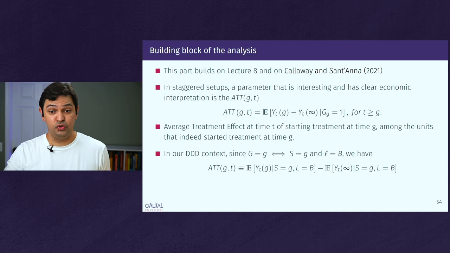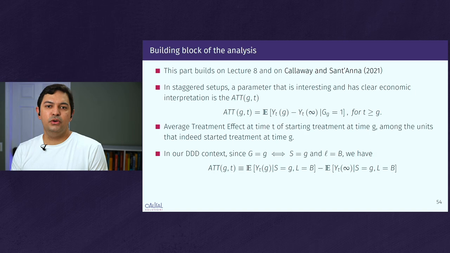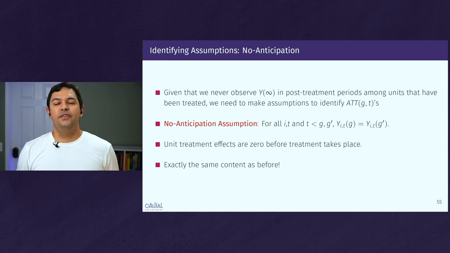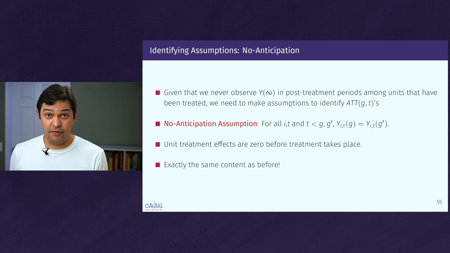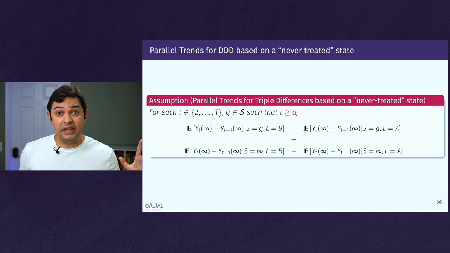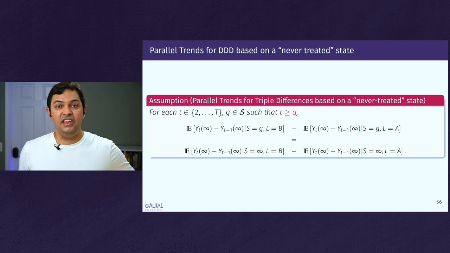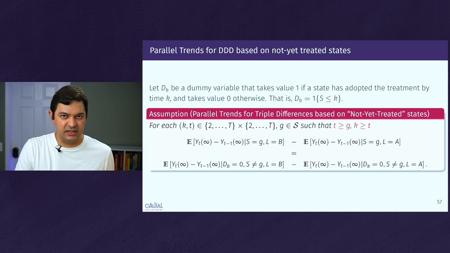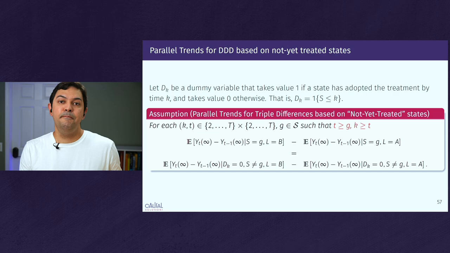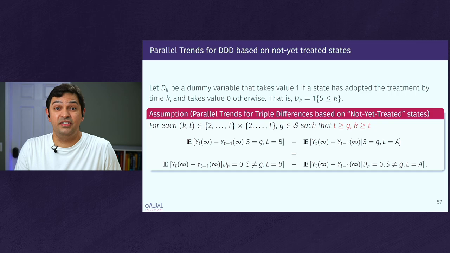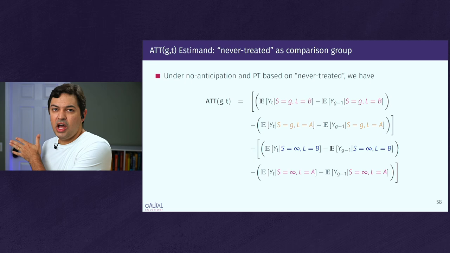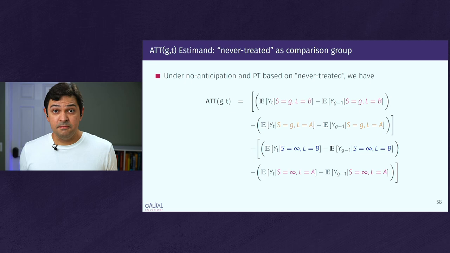Once we have this, we can build on lecture 8, we can build on Callaway and Sant'Anna, and we can do triple differences exactly like before, right? I have here detailed step-by-step procedures on how you can leverage this. You're going to make no anticipation. You're going to have to make a sequence of triple difference parallel trends assumptions, right? Here you can use the never treated states as your comparison group, or you can use the not yet treated states as your comparison group. You have the same choice as before. I have here the formulations. They mirror the formulations in lecture 8. So I'm going to be a bit faster here because this lecture is getting very long. So once we have this, if I do not have covariates, it's straightforward.